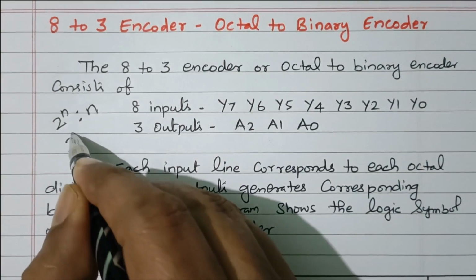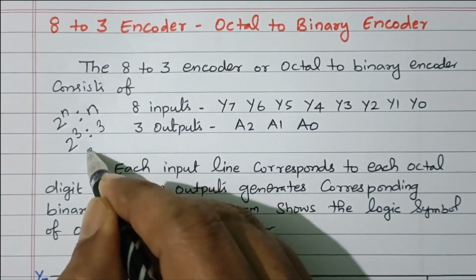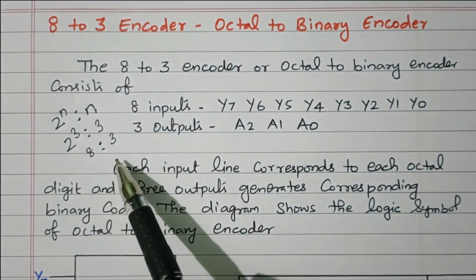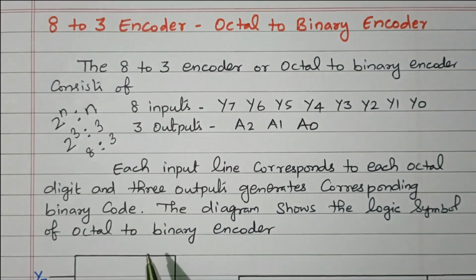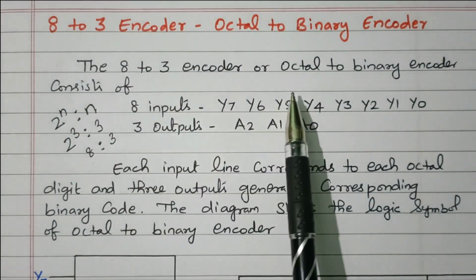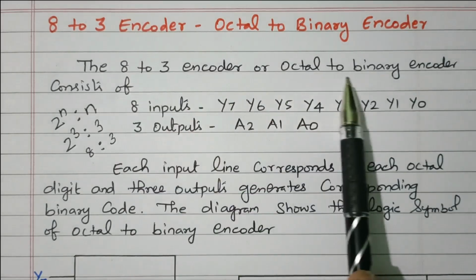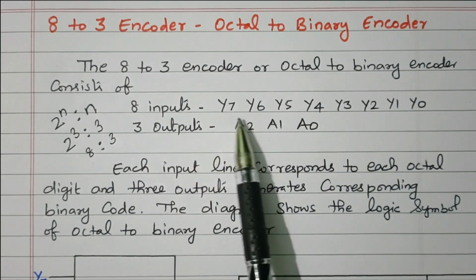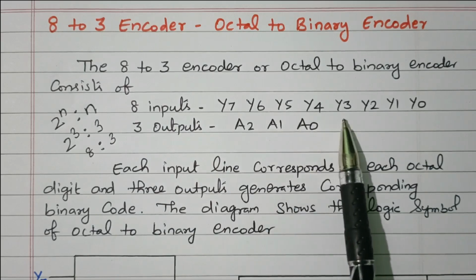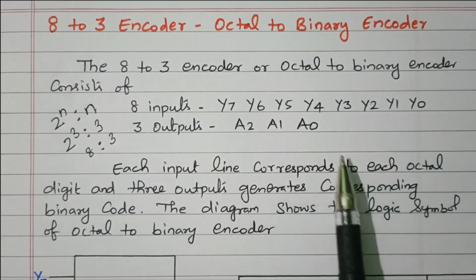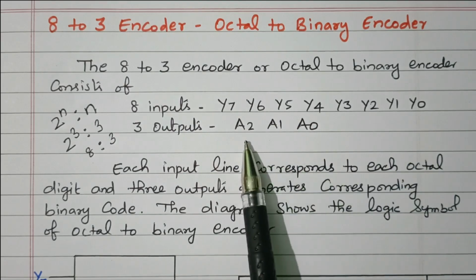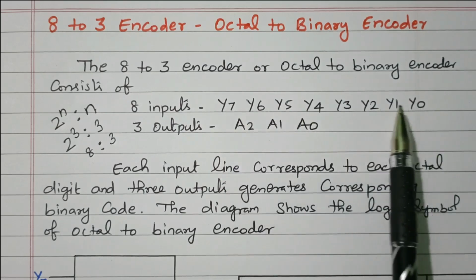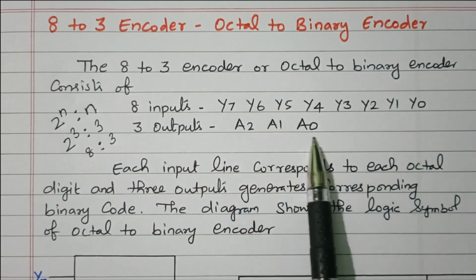Here n is 3, so 2 to the power 3 is to 3, that is 8 to 3, right? We are having 8 different inputs, and from that we can get 3 different outputs. That's why it is called an 8 to 3 encoder, also called, because of 8, octal to binary encoder. Let us consider the 8 inputs y7, y6, y5, y4, y3, y2, y1 and y0. The 3 outputs are A2, A1 and A0. Based on the values of these 8 inputs, we can get the 3 different outputs.